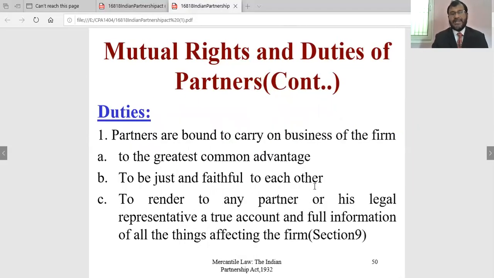Then we will see what are the duties of a partner. Partners are bound to carry on the business of the firm. Second, he has to work for the greatest common advantage. He has to be just and faithful to each other. He has to render to any partner or his legal representative a true account and full information of all things affecting the firm. Section 9 deals with that.